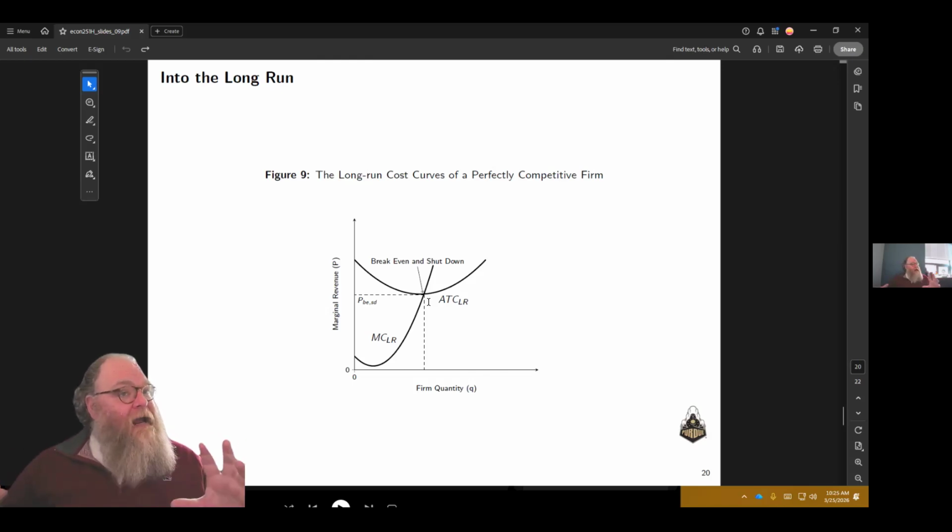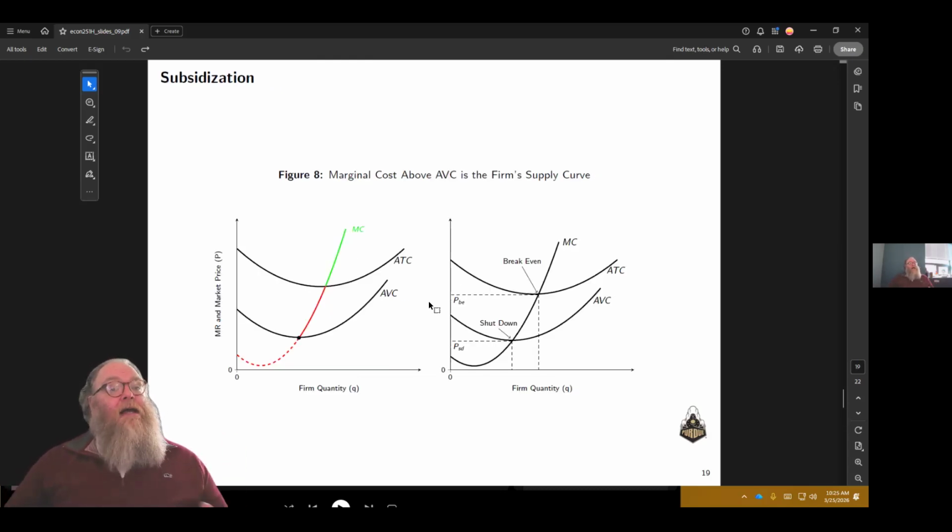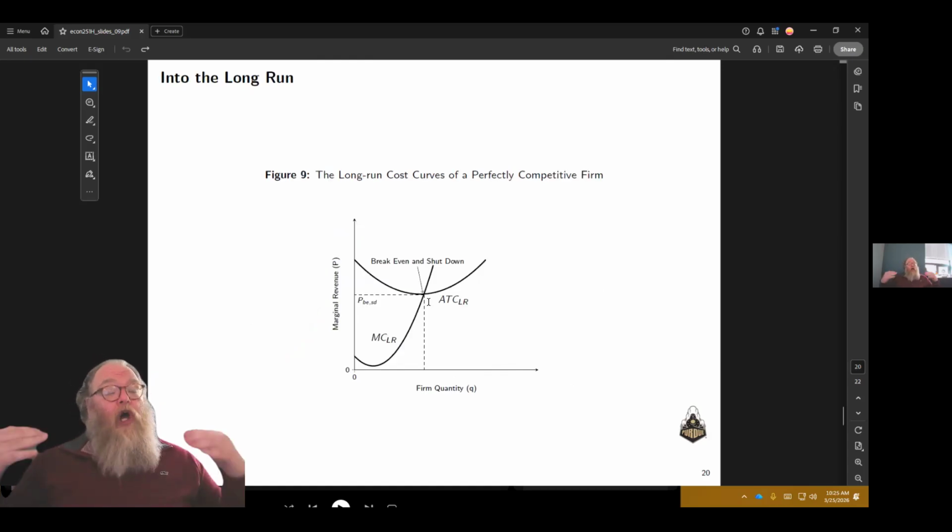So what that creates is a different decision rule in the long run than in the short run. Again, in the short run, I will produce as long as at the current market price, I'm covering my fixed cost, meaning that the current market price is above the minimum average variable cost. In the long run, however, I will only produce as long as the market price is break even or above.